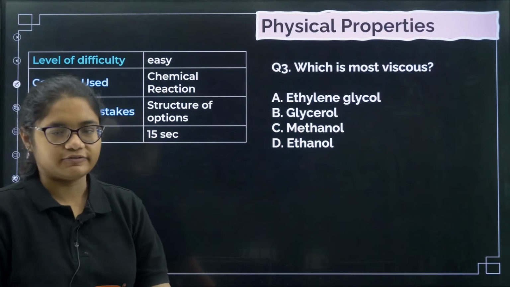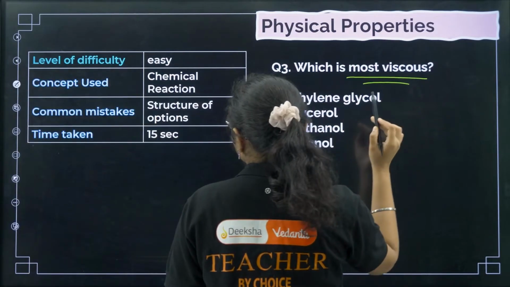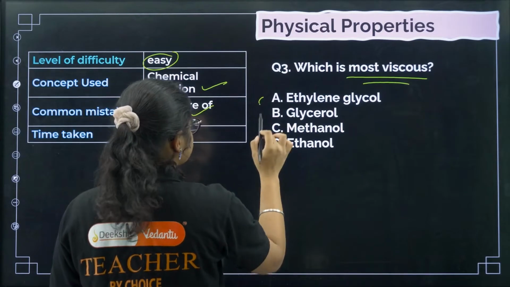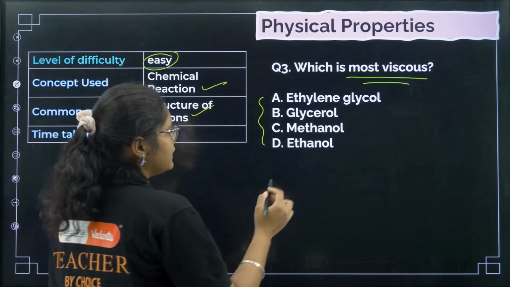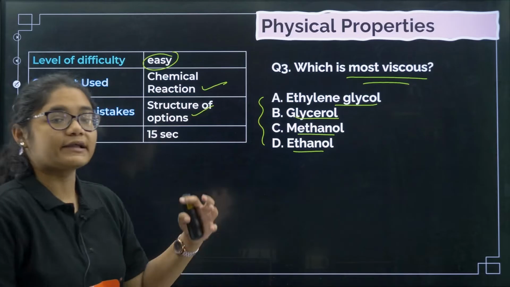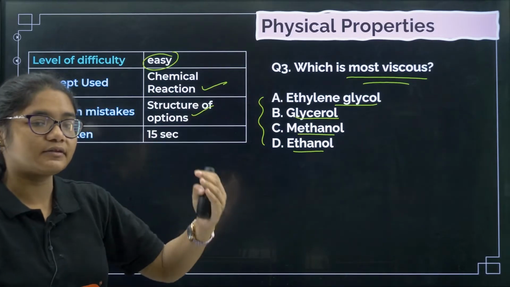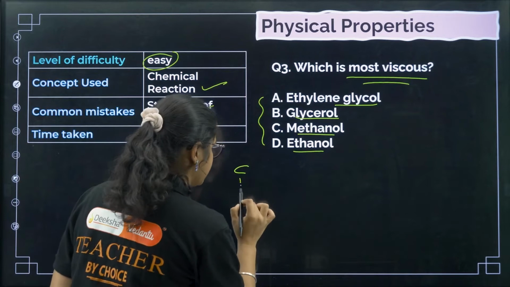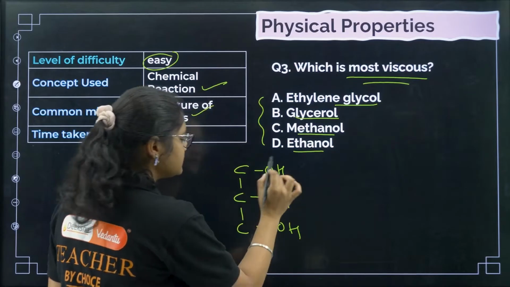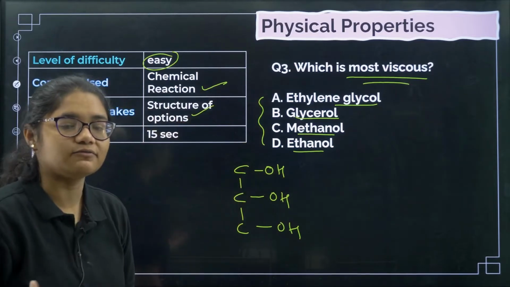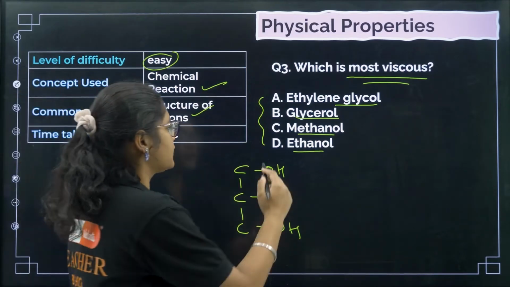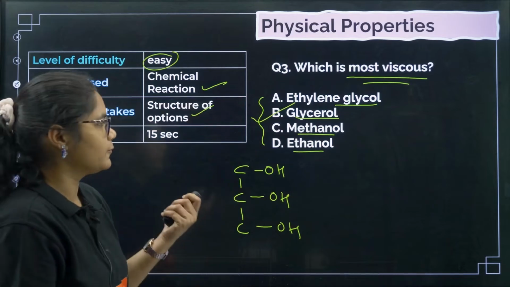Next, question number 3 is about physical properties, which is the most viscous. So you should know about the physical properties of this one. This is also a very easy question. You should know the structure of the options, okay? So now if you know ethylene glycol, glycerol, methanol, ethanol, okay? So glycerol is a compound which has 3 OH groups, like this, okay? This is glycerol. Because of these 3 OH groups, it will be more involved in hydrogen bonding, so more intermolecular forces, viscosity will be highest here. So correct answer will be option number B here, okay?